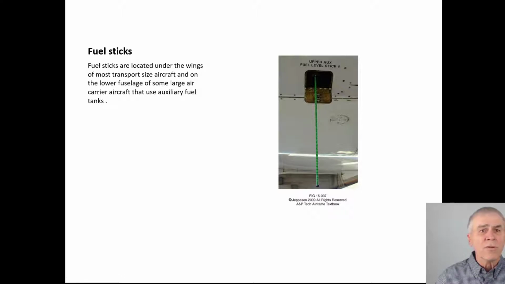Fuel sticks are located under the wings of most transport-size aircraft and on the lower fuselage of some large air carrier aircraft that use auxiliary fuel tanks.